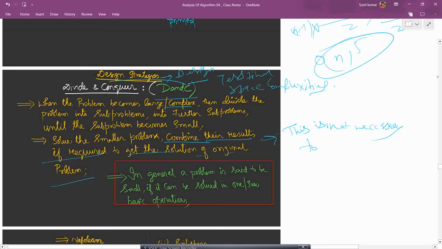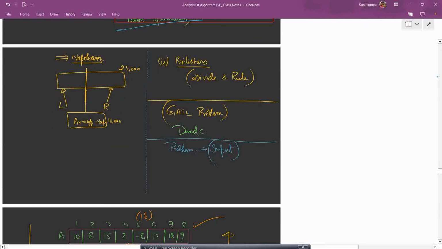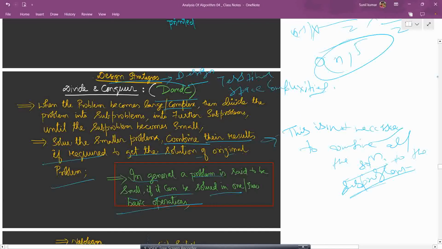In general, a problem is said to be small if it can be solved in one or two basic operations. Basic operations mean addition, subtraction, division. These are some basic operations.